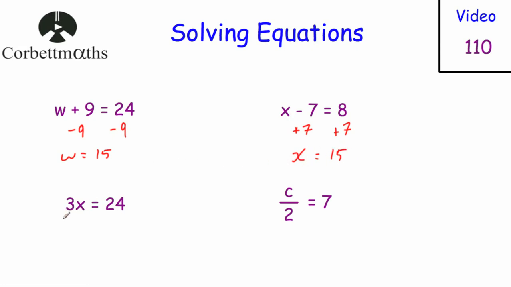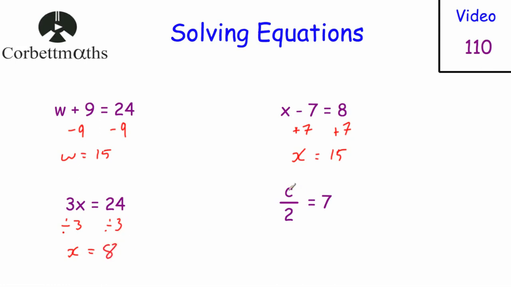Okay, our next equation. So we've got 3x equals 24. So that's 3 times x equals 24. So we want to get the x on its own, so we want to get rid of this multiplied by 3. And the opposite of multiplying by 3 is divide by 3. So we're going to divide both sides of this equation by 3. So we've got 3x, and we're going to divide that by 3, so that's 1x, or just x. And then on the right-hand side, we've got 24 divided by 3, that's equal to 8.